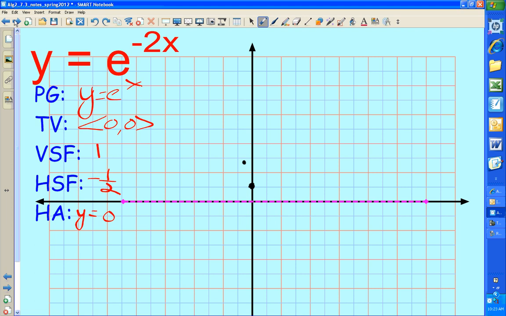Okay? Normally in the parent graph, we go left 1, up 1 over e. What are we going to do in this one? Right 1. Right 1/2 up e. Or 1 over e, thank you. Whoops. So we're up a little bit, but you get the idea.